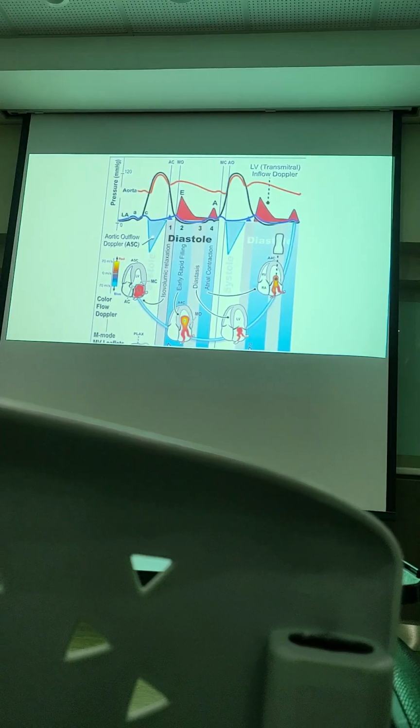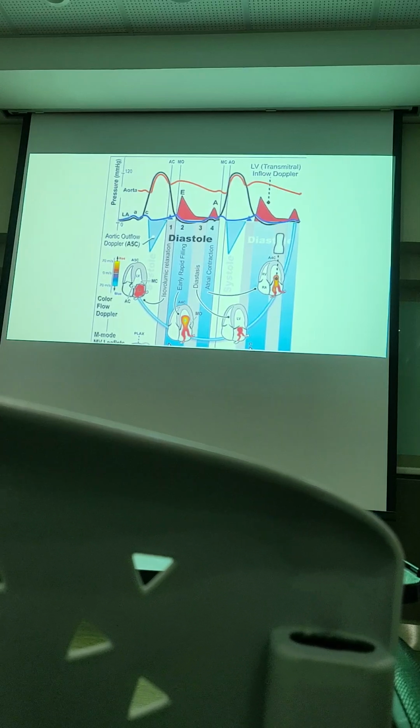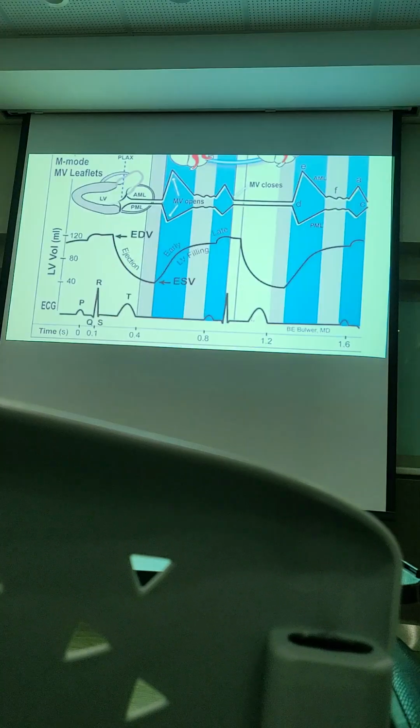So okay, isovolumic relaxation, blood doesn't move. Early rapid filling, blood passively moves from the LA to the LV. Diastasis, the pressure is equal, so there's no movement of blood. And then atrial contraction, the blood is forcefully pushed from the LA to the LV. Okay, so you have your E wave and you have your A wave. And the picture below is quite helpful. Okay, alright.